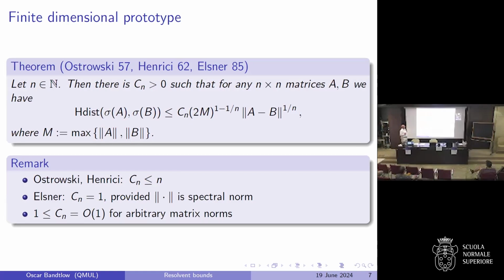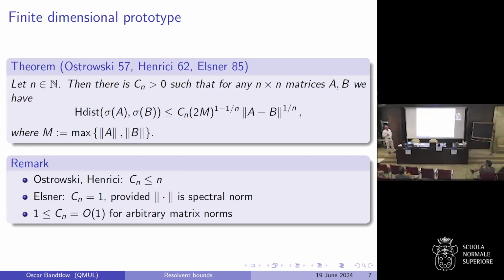the first result: Ostrowski proved this using determinants. He basically gave a bound for the Hausdorff distance of the zeros of two polynomials, and then he was able to relate it to the spectra. And Henrici used a different approach, which actually generalizes to infinite dimensions. Their method, however, only gives that this constant over here is bounded by n, so it's not constant.